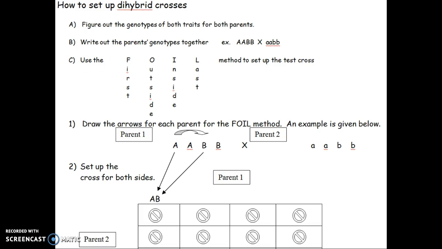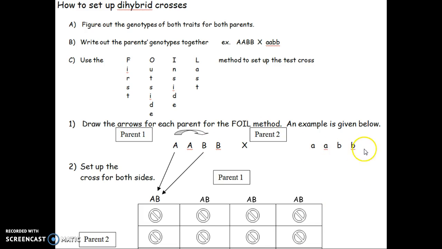So how does this go? Well, FOIL stands for first, outside, inside, last. Remember, in meiosis, these don't have to line up in any particular way. A is going to line up with A, and B is going to line up with B, and then what you get next is a mix. You could get the first A and the first B, which would be capital A, capital B. The outside A and the outside B would be capital A, capital B. The inside A and inside B, capital A, capital B. Or the last A and the last B, capital A, capital B.